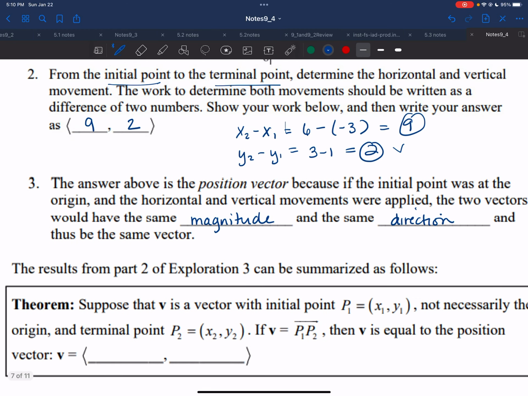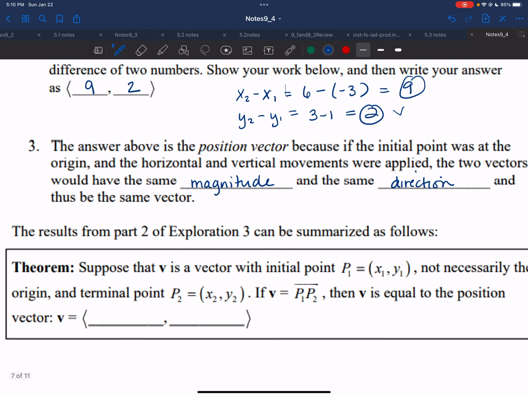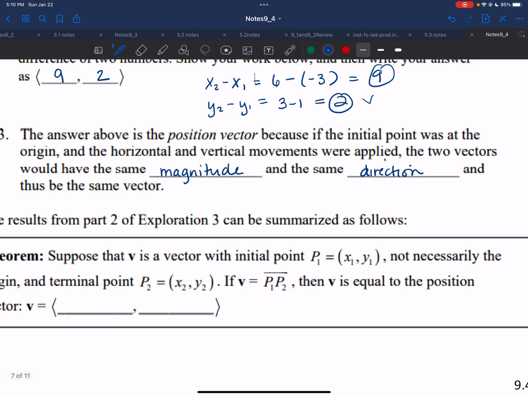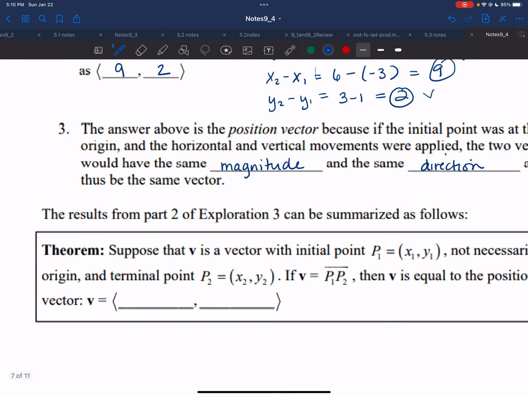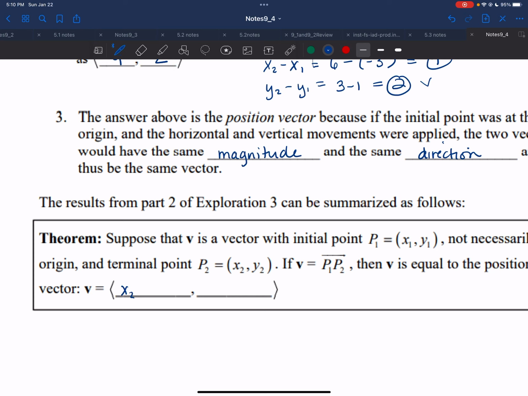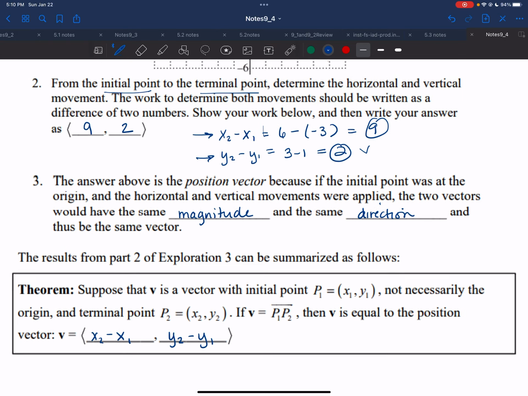The results from part 2 of exploration 3 can be summarized as follows. We just did this. If we have two different points and we want to find our vector, we have x2 minus x1 and y2 minus y1. So that's how we got it mathematically over here, and that would be our summary that we have on this page.